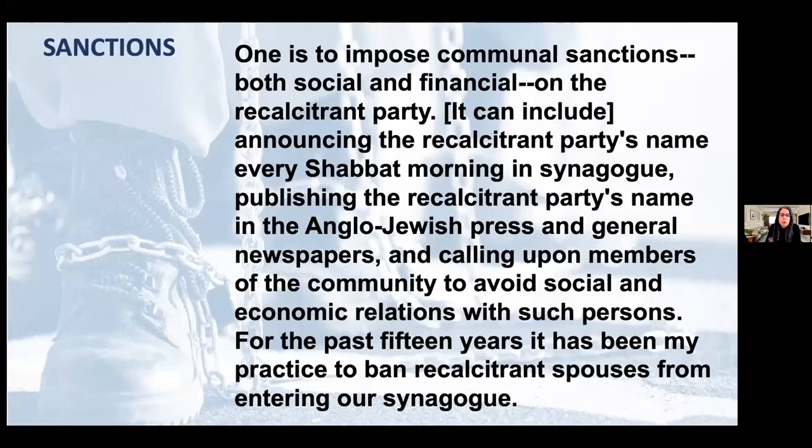So as I said, one way is to try to impose communal sanctions, both social and financial. So you could announce the name of this husband every Shabbat in synagogue and say, this man won't give his wife a get. He's a bad guy. You could put it in the newspaper, as I mentioned. And you could call on members of the community to avoid social and economic relations with somebody like that. Sometimes you can ban a man from coming into the synagogue. Doesn't mean he's going to agree to it, right? But those are things you can try. Next slide, please.